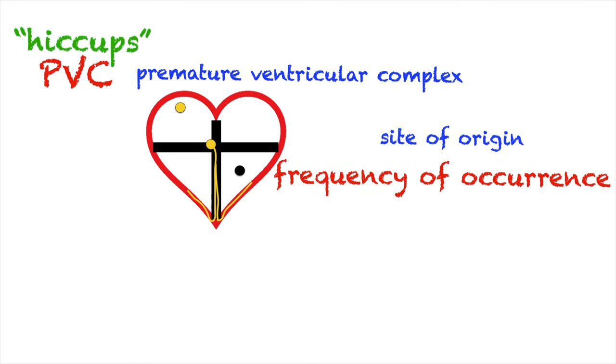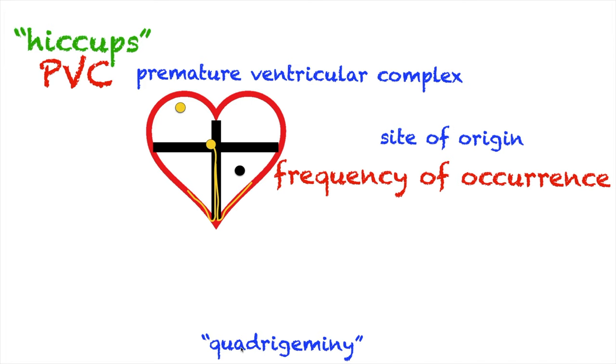So now let's talk about the frequency of occurrence of PVCs. In this classification, we are looking at how often these PVCs occur. This usually tells us how irritable the cardiac cells are. The first term to remember for this classification is quadrigeminy. Quadrigeminy PVCs occur every fourth QRS complex, or every fourth beat.